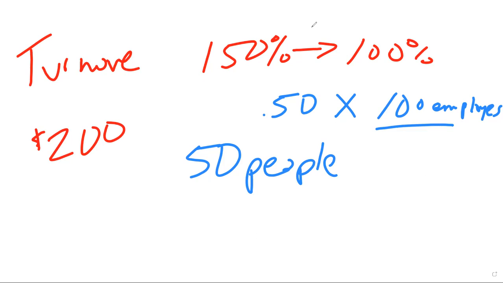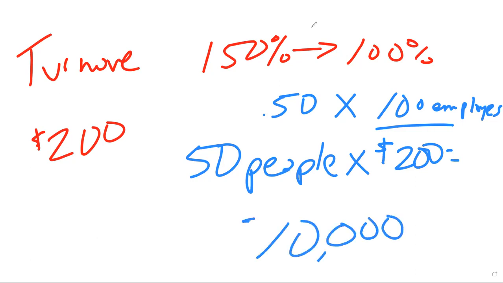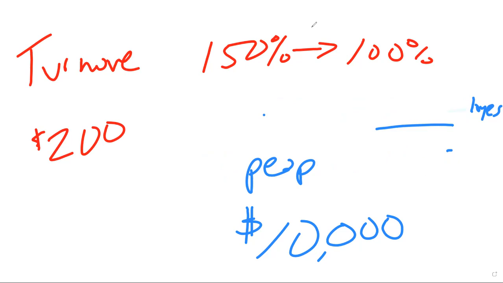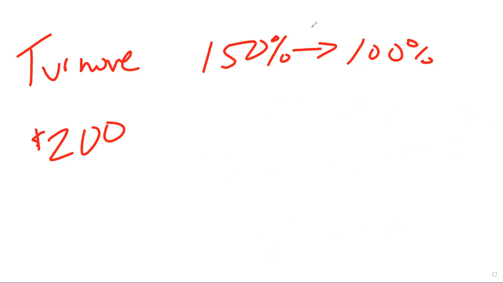Now, if it's $200 per person, that 50 people times 200 is $10,000. So what you want to do is, let me try something else a different way. Oh wait, that's actually it. It was 10,000. Let me try a different way.